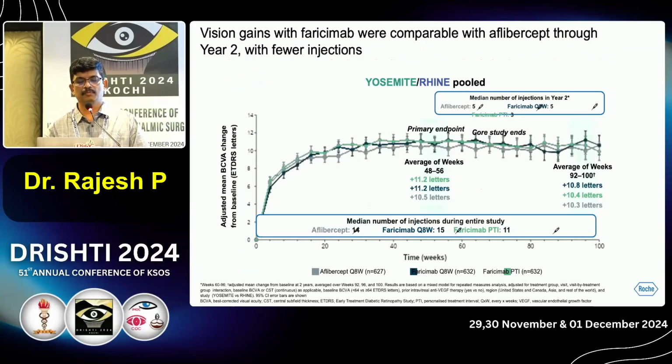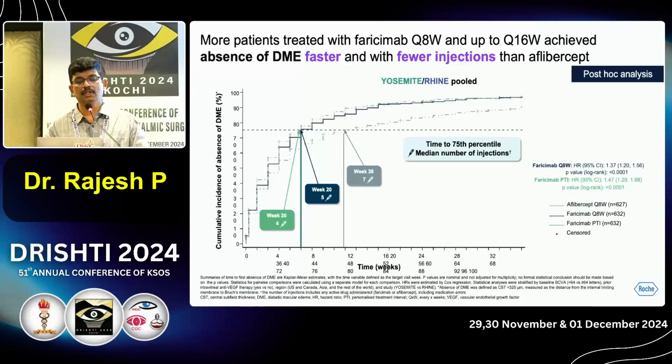So from the trials with faricimab, it has been observed that these patients achieve the same visual outcome compared to aflibercept with fewer injections. The number of patients who had complete absence of diabetic macular edema was again achieved with a fewer number of injections with faricimab compared to aflibercept. So it is even stronger than aflibercept.